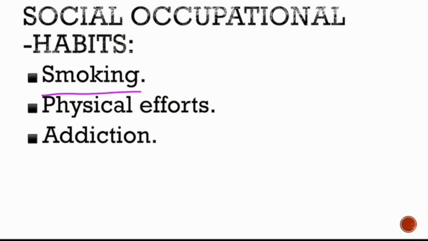Then coming to the social and occupational history, it is not the bowel and bladder. You should ask about the high risk factors, which we have already mentioned: smoking, physical activity, any addictions, and exposure to sexually transmitted diseases. That is again important. And include the social support system, what is the patient's family background, house, and environmental factors can also be asked for.